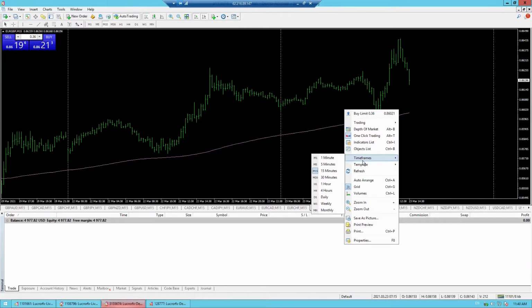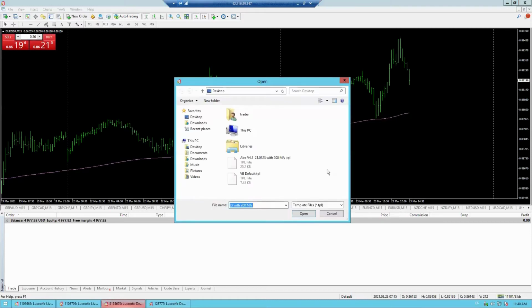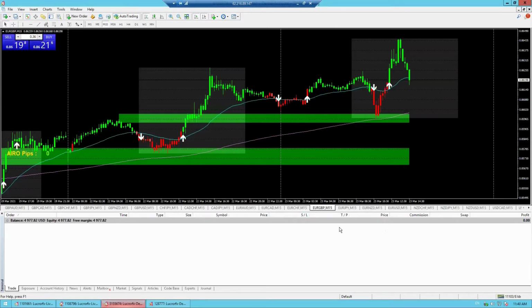And see, so we go to templates, load, and just keep on going through this whole process till you get them all loaded up in here.